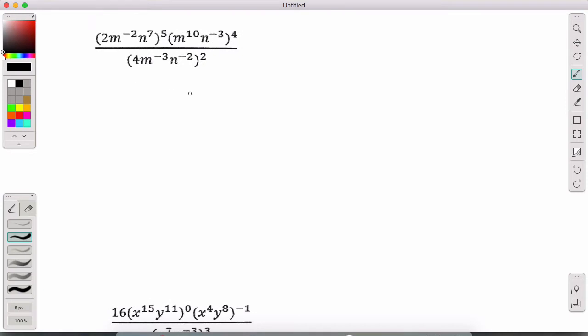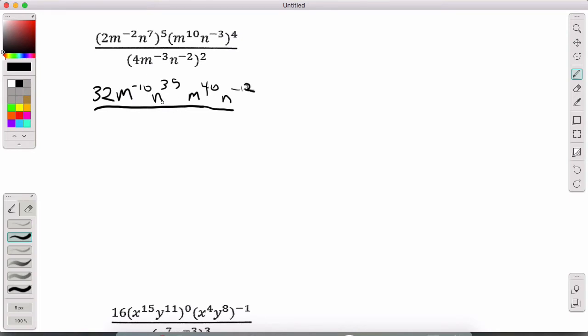I will begin by working in my numerator. We have 2 to the 5th power. We have m to the negative 2 times 5. N 7 times 5. Ten times 4, so m 40. N negative 12. I'm just using my multiply rules there.